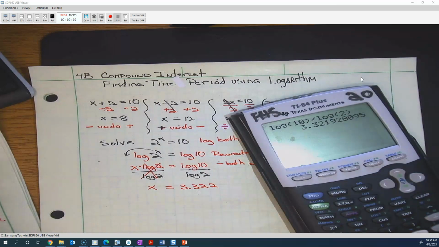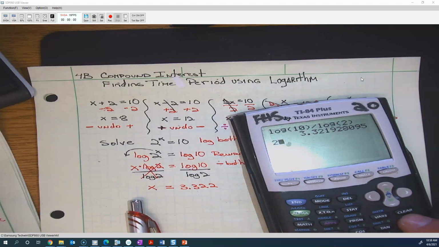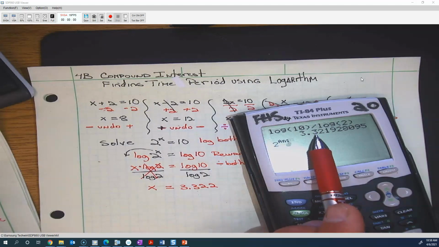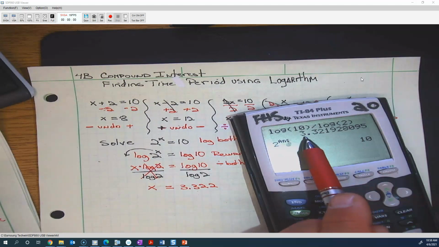Now, here's how you know it works. If I take 2 and I go exponent, second answer, it's going to do 2, and it's going to put this as the exponent, and I get 10. So this is the exponent that you need to put on 2 to make 10.